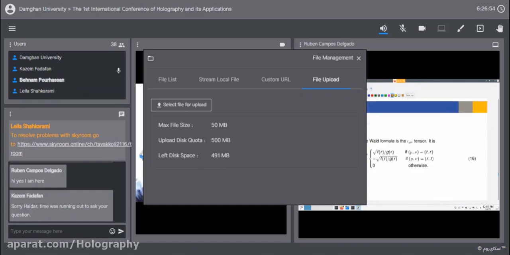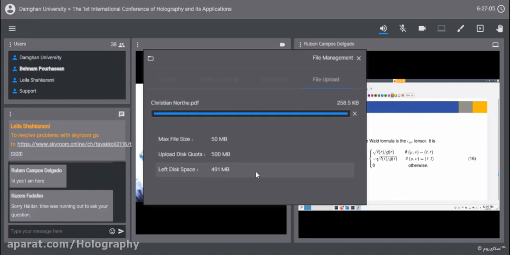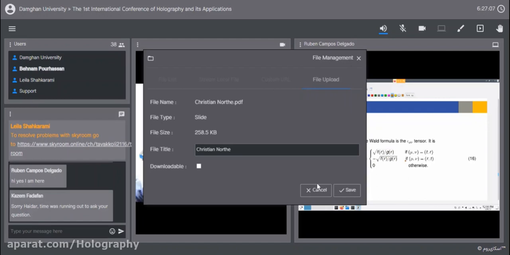Okay, yeah. So the last ingredient for the Wald formula is the tensor, as we have seen before, and this is the definition. So we have the square root of f divided by g with a minus sign. It's totally antisymmetric.